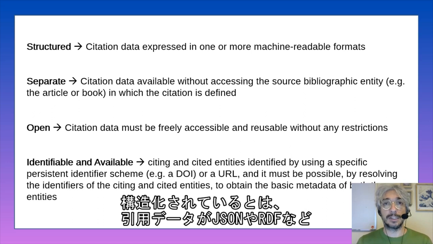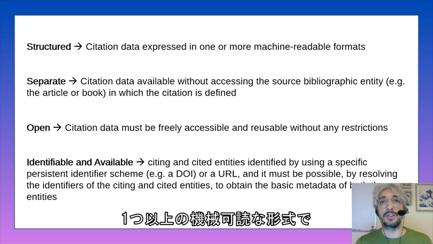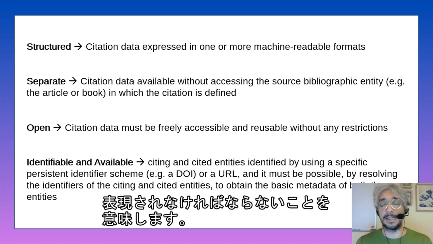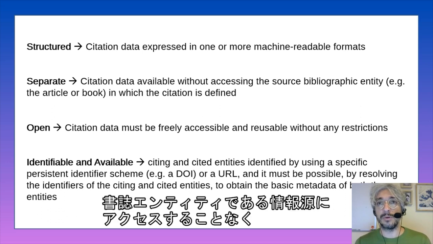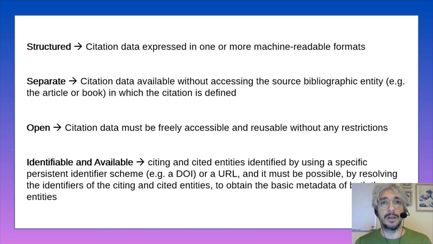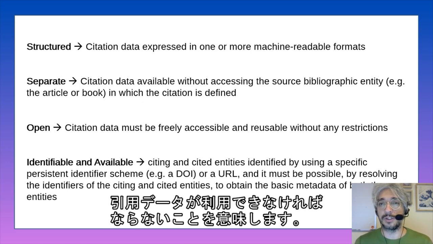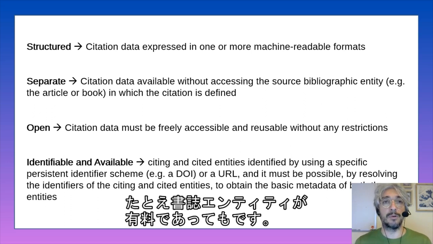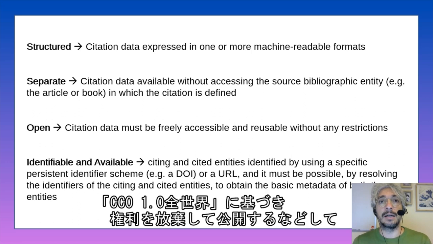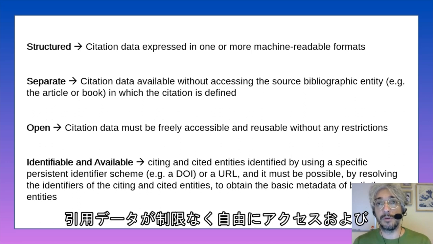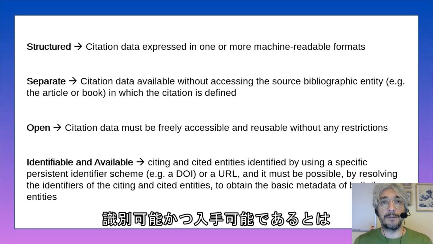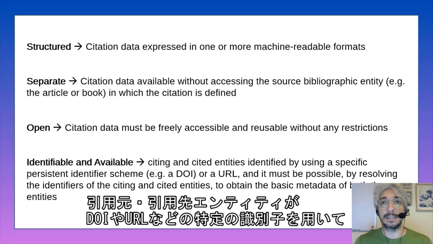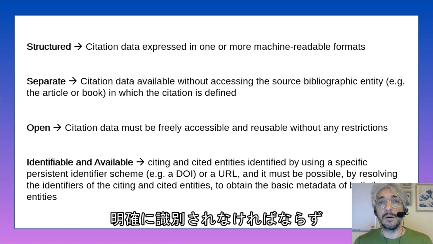Structured, that means that citation data must be expressed in one or more machine-readable formats, such as JSON or RDF. Separate, meaning that the citation must be available without the need to access the source of such a bibliographic entity, such as the article or the book in which the citation is defined, that can be even behind the paywall. Open means that citation data must be freely accessible and reusable without restriction, for example, by publication under CC0 Universal Waiver. Identifiable and available means that the citing and cited entities must be clearly identified by using specific identifier schemes, such as DOI, or a URL.